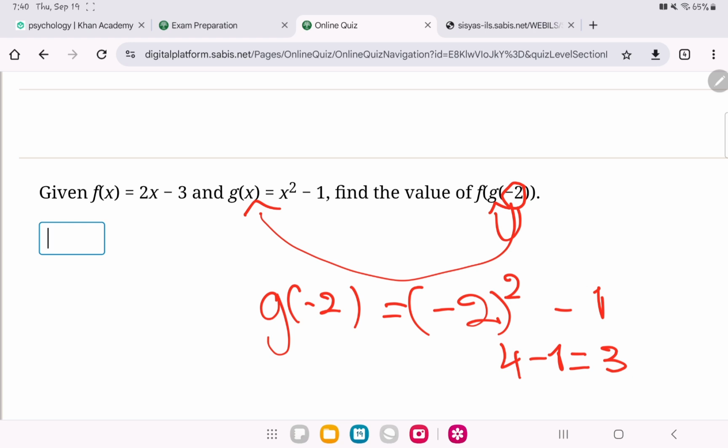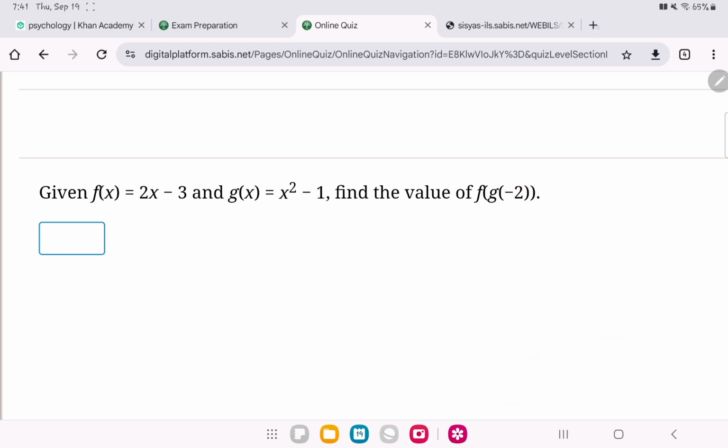So now we have g(x), or g(-2). I'm going to keep it as g(x). It is equal to 4 minus 1, which is 3. I'll repeat again.